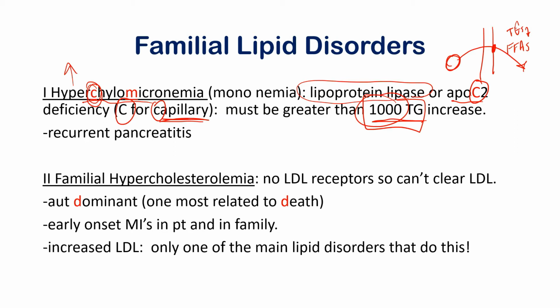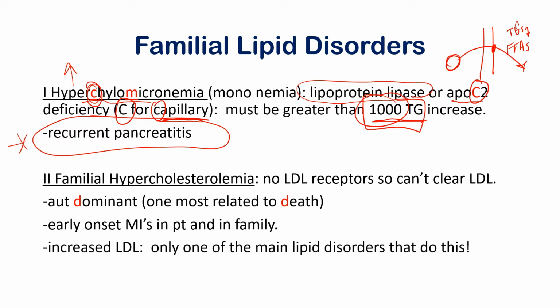Well, when you have triglycerides, there's a theory that really, really high triglyceride levels in the plasma are slowly converted into free fatty acids, and all of that acid can cause recurrent pancreatitis. So that's a common symptom in hyperchylomicronemia. That's kind of unique among the other ones.